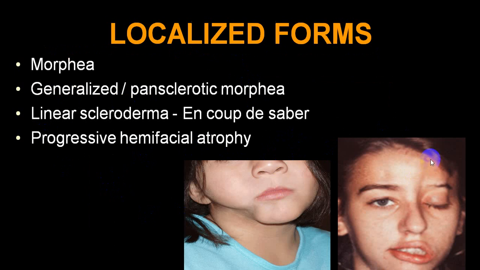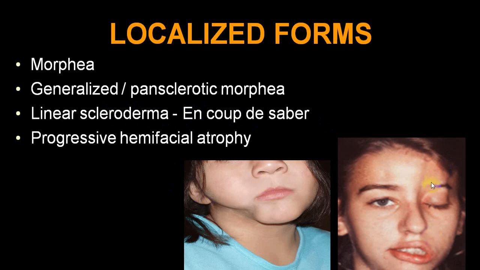You can see that this is a linear variety. You can see fibrosis involving this part of the skin. You can see this is involvement, while here, this is the portion which is being involved. So morphea, that is involvement of the skin in a local part. You can have pansclerotic morphea, where it is a little more diffuse. Linear scleroderma, also called en coup de sabre. This is en coup de sabre. And you can have progressive hemifacial atrophy.